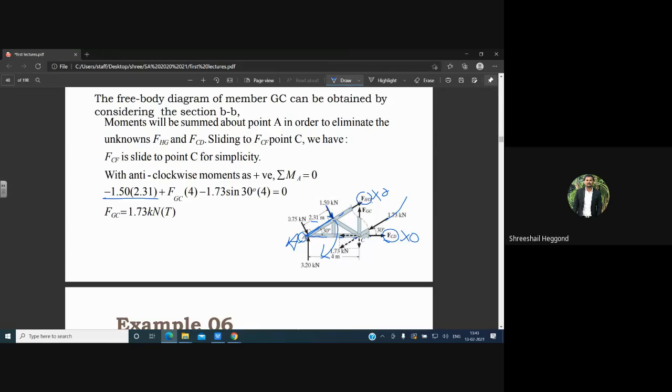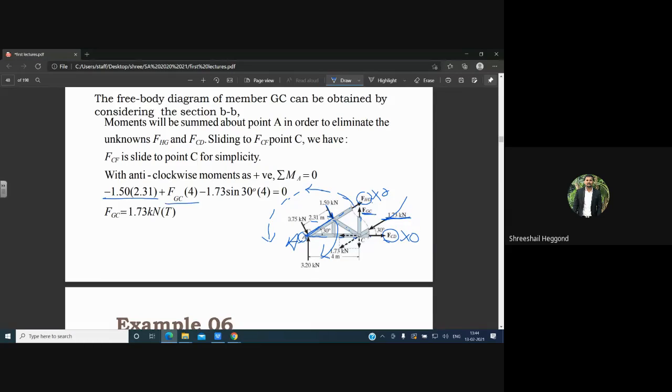Only remaining is FGC, the inclined member. For that, we will be writing the expression, using the already calculated value. That can be written as FGC. If you are considering upward, that will be anti-clockwise. This is upwardly at point A, it will be anti-clockwise. Okay, therefore it is positive.